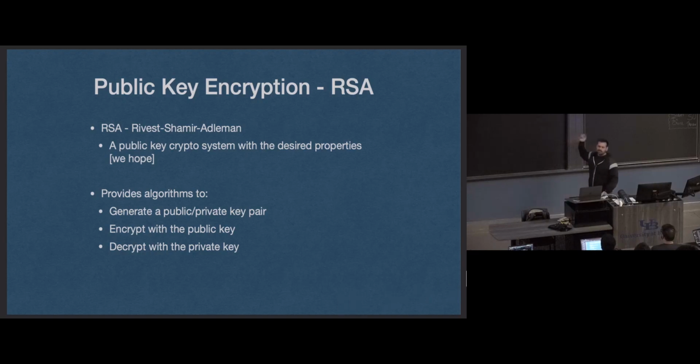So RSA, this is going to give us all the properties we want. Public-private key pair, the ability to encrypt with the public key and the ability to decrypt with the private key.